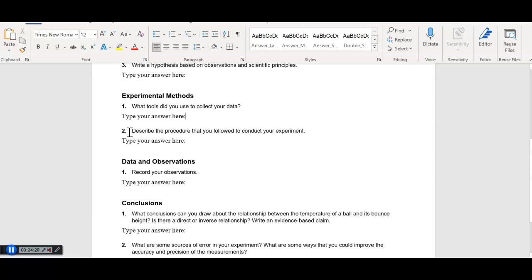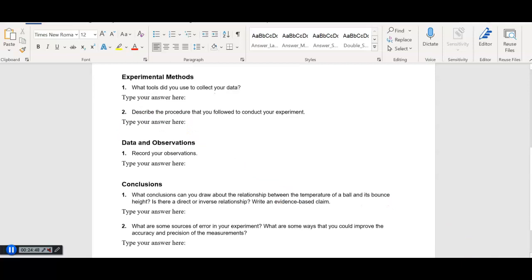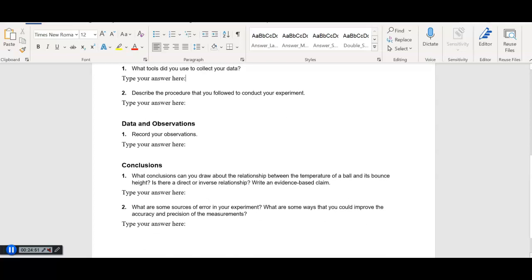Talk about your controlled variables: drop the ball 3 times, and you even want to include that you dropped the ball from 70 centimeters and recorded the bounce height. Then I tested the independent variables. You could write that out in numbered steps, however you like, but you want somebody to be able to read that procedure and follow pretty much the exact steps of your experiment. So number 2 is going to be a little bit longer of an answer.